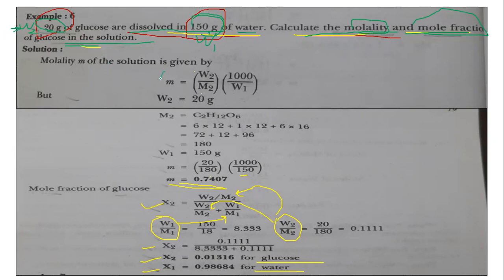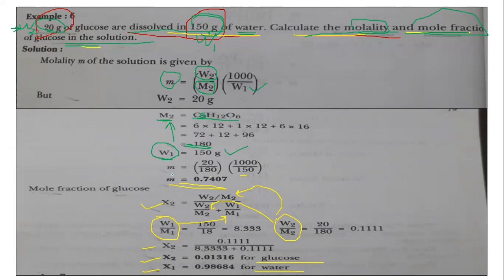So we have the formula for molality: W2, the weight of our solute, upon its molar mass, into 1000 upon the weight of water, W1. See, that is calculated here. M2 is the molar mass of what? Of the solute, that is glucose. Its formula is C6H12O6. Here it shows C2, actually it's C6, okay, C6H12O6. So its molar mass is 180, that is our M2. W1 gram is water.